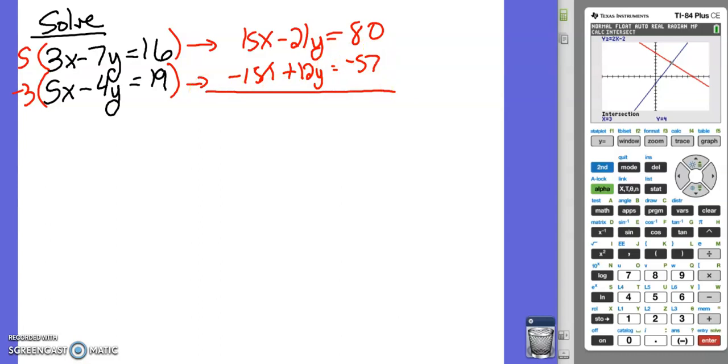And now if I added the x column, the x's eliminate. That's what you're trying to do. This becomes negative y, and this becomes positive 23.